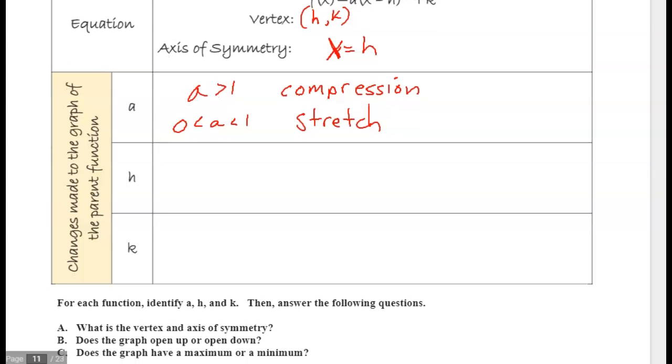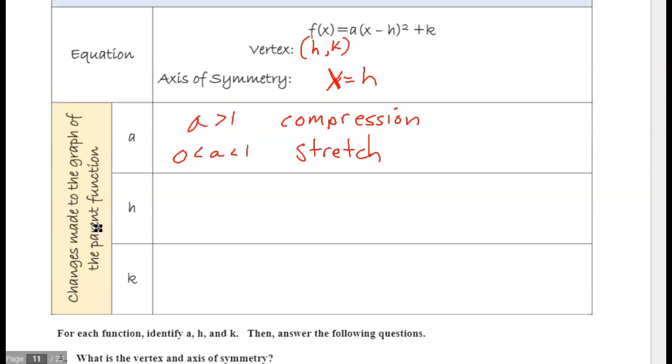The h here is the one that we have to be careful of. As I go to the example in just a second, I'll be able to point it out more. But because of this negative sign here, you really have to be careful. This h takes it left or right, but it goes opposite of the way that it's listed. And then the k is the up and down.